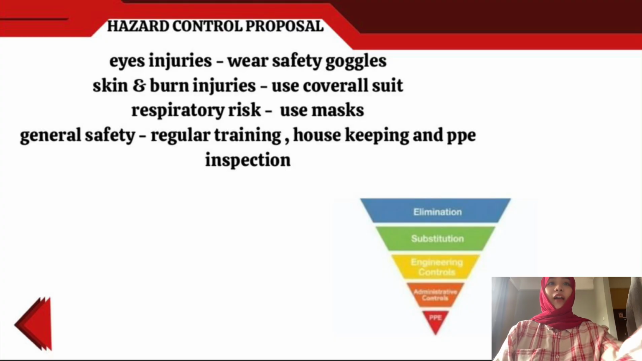Now, we move to hazard control proposal. From our audit, we identified a few major hazards. For eye injuries, workers should wear safety goggles. For skin and burn injuries, the use of a coverall suit is important. To reduce respiratory risk, a respirator must be worn. And for general safety, regular training, housekeeping, and PPE inspections are necessary. As shown here, this follows the hierarchy of control starting from elimination down to personal protective equipment.